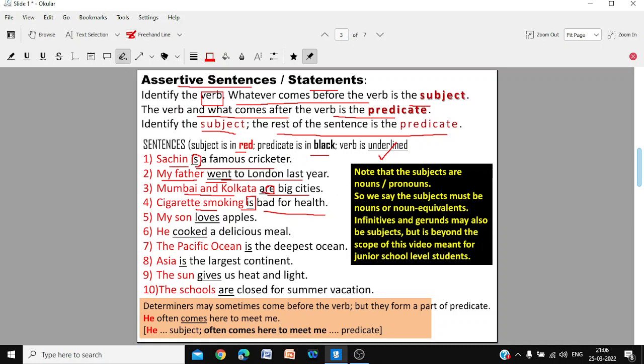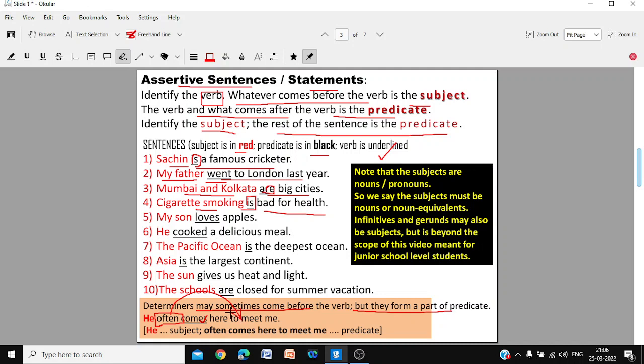Now note that the subjects are nouns or pronouns. Sachin, my father, Mumbai, Kolkata, cigarette smoking, my son, he. They are subjects. Determiners may sometimes come before the verb, but they form a part of the predicate. He often comes here to meet me. Comes is the verb here. So this word often, which is before the verb, forms a part of the predicate.